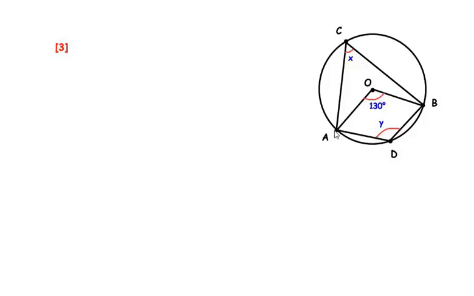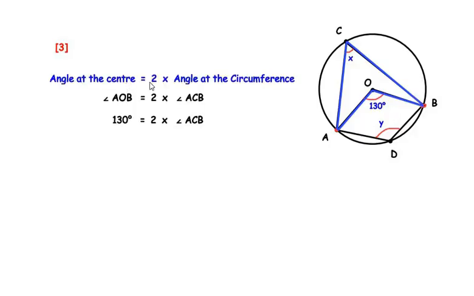So let us first consider these 2 points, that is A and B. Now these 2 points make an angle at the center of the circle at point O, and the same 2 points make an angle at the circumference of the circle at point C. And we can see that these 2 angles are pointing towards the major segment. So we are going to use the angle at the center theorem now. So angle at the center is equal to 2 times angle at the circumference.